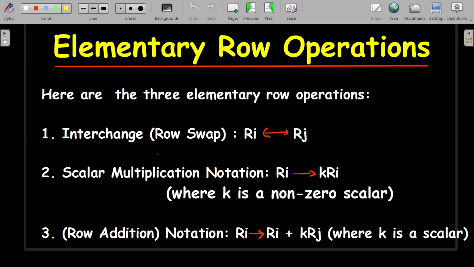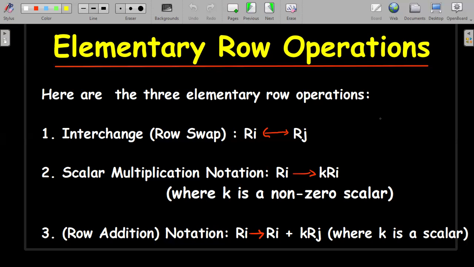So the first elementary row operation that we have is what we call the row swap. We can change the rows. We can swap the first row, make it the second row, and then the second row, we make it the first row. In our quest to put a matrix in row echelon form or reduced row echelon form, we can swap the rows. So for example, I'm going to give an example here.